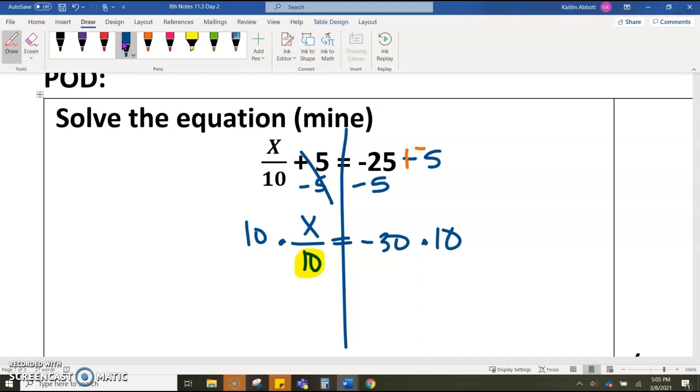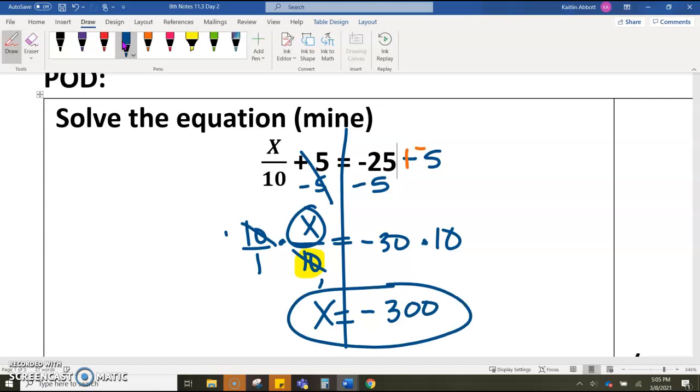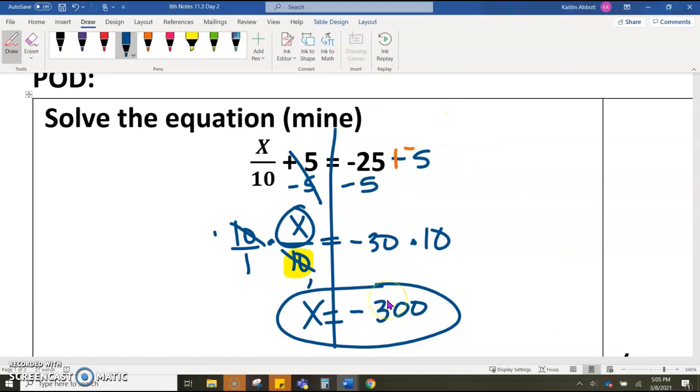What happens here is, if this were a fraction, which is what we would be doing, these can cross cancel and turn into 1. We divide both of them by 1, so that means we're just left with x. We're left with x equals negative 30 times 10 gets us negative 300. Final answer. Okay, so that is how this works.